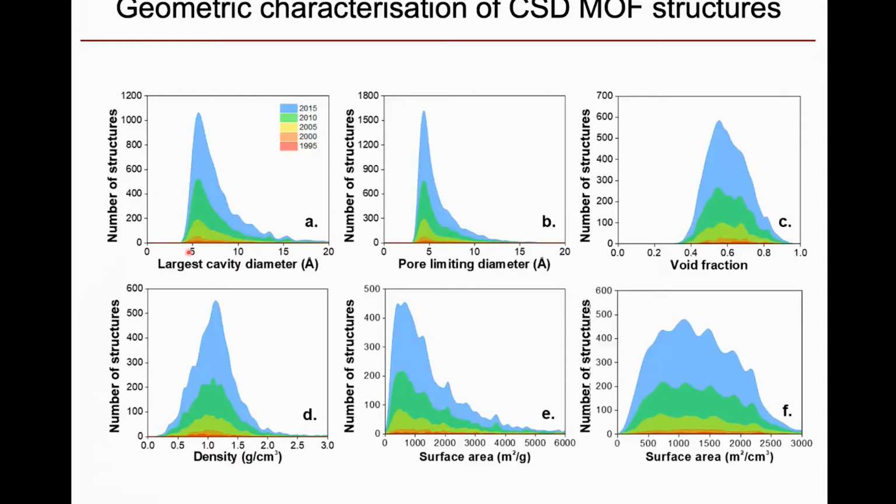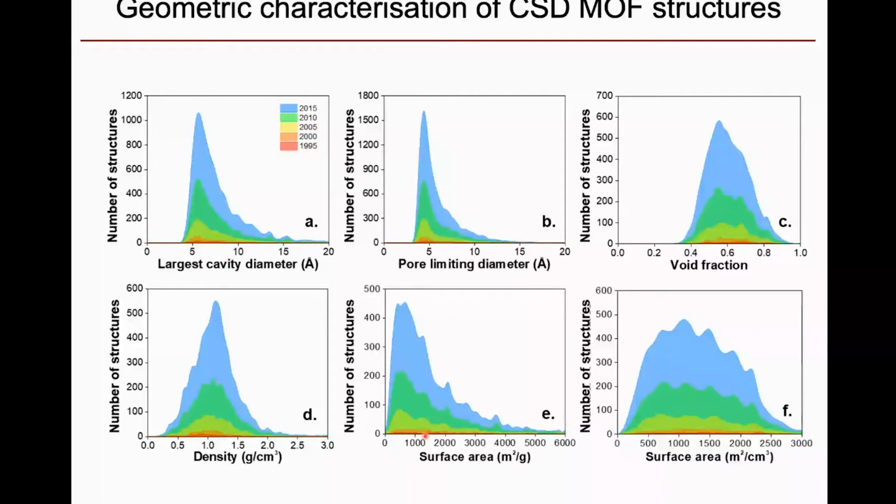So let's take a look at some of these properties. So here we have the histograms for all the MOFs in the CSD MOF subset, and these are colored according to the years that they were actually deposited into the CSD, from 1995 to 2015. You have the data for the largest cavity diameter, the pore limiting diameter, void fraction, surface area density, etc. And you can see that for a lot of these MOFs, you have a peak around structures with pore sizes of around 5 to 7, 8 angstroms, and surface areas of less than say 2,000 square meters per gram.